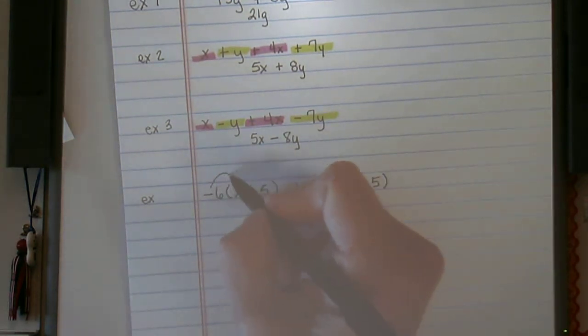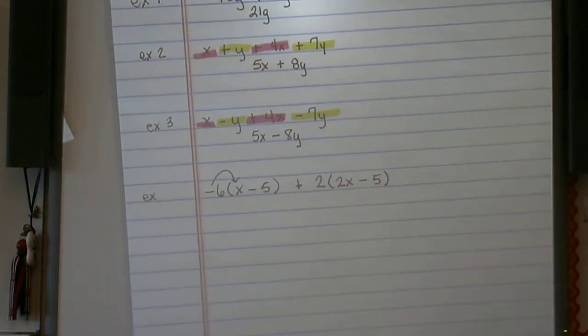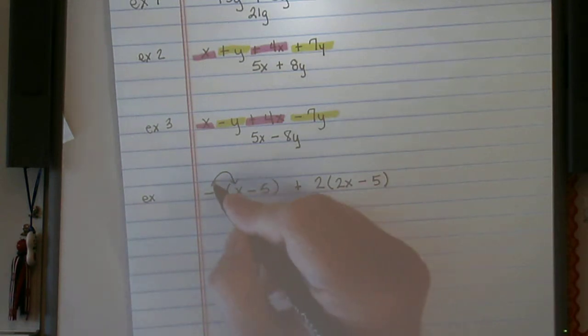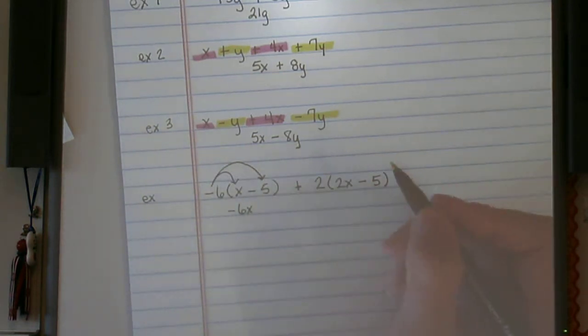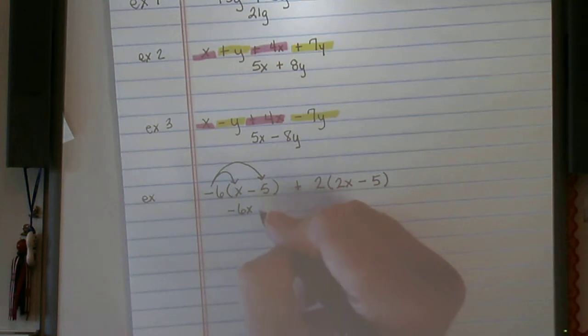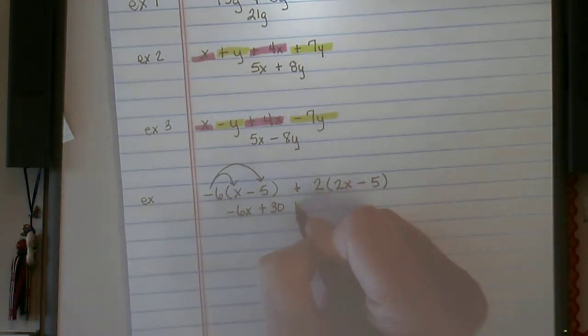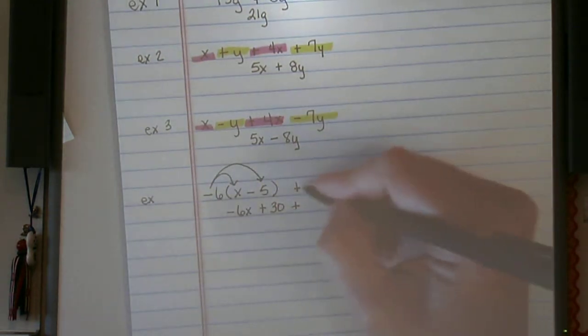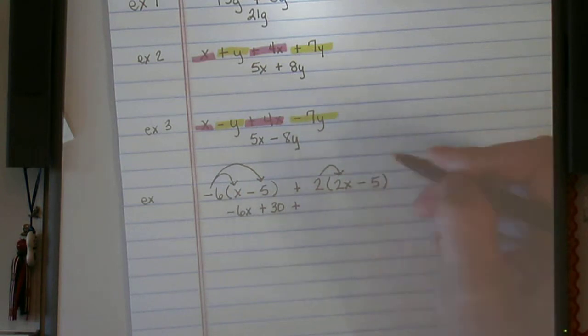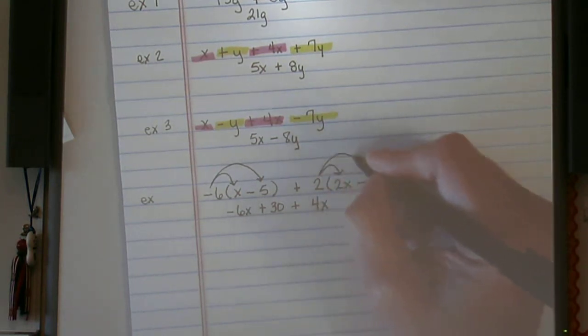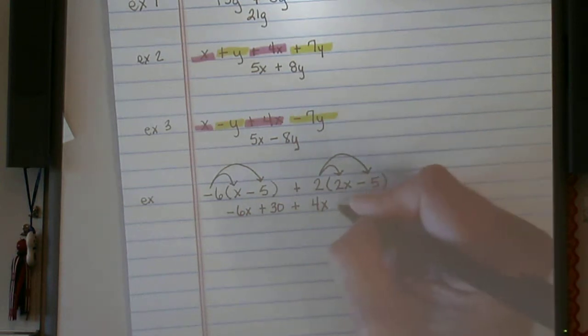So we're going to say negative 6 times a positive x is a negative 6x. Negative 6 times a negative 5 is going to give me a positive 30, because a negative times a negative is a positive. Bring now my plus sign here. This is a positive 2, so 2 times 2x will give me 4x. And a positive 2 times a negative 5 will give me a negative 10.